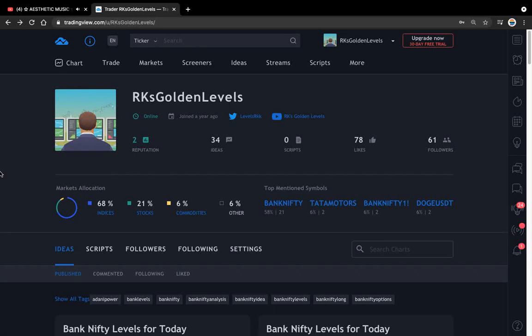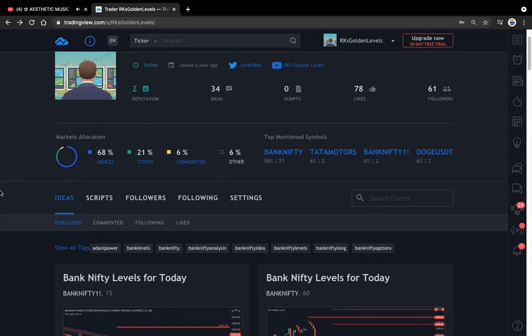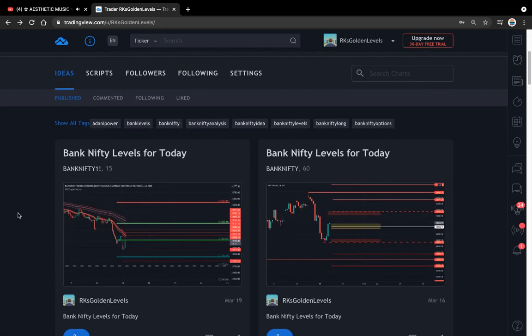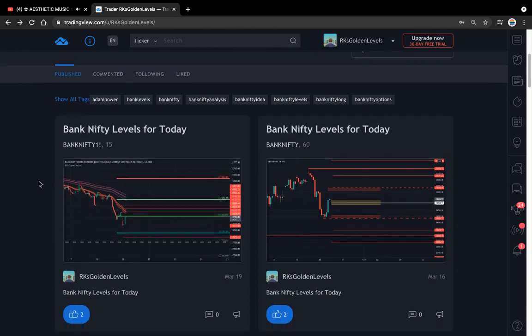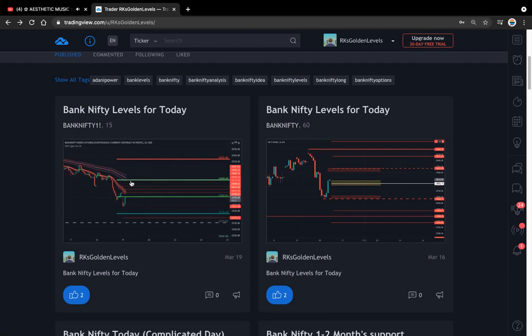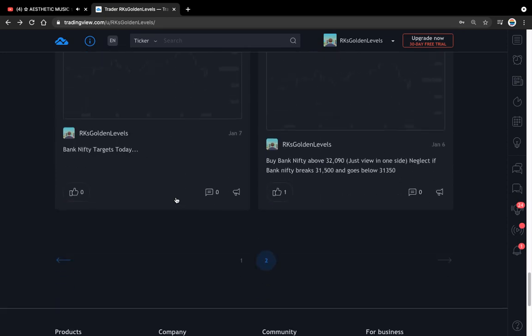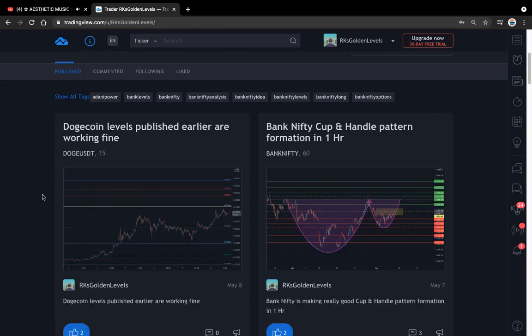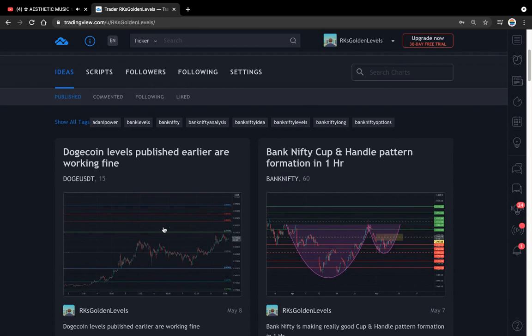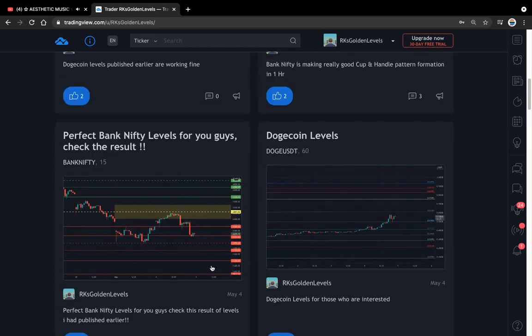So guys, this is my TradingView account where I publish a lot of good ideas. I will share the link of this profile in my description. What we publish here is levels for Bank Nifty, as you can see. Let me show you how our recent levels are working, or how they worked.